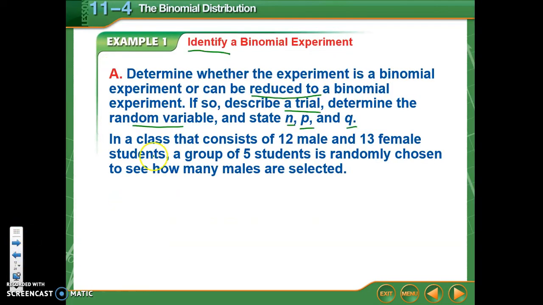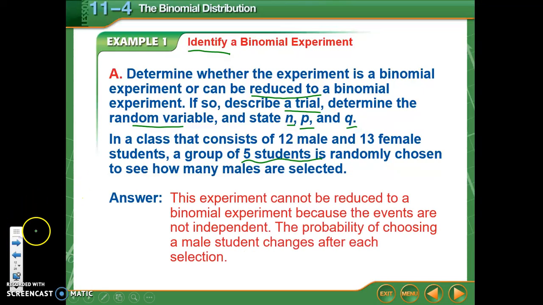All right, so in a class that consists of 12 male and 13 female students, we're choosing 5 students randomly to see how many males are selected. This is not a binomial experiment because these are not independent events. If I choose 1 male student out of the class, then the probability changes for the next time. So the probability of success is not the same for every trial.